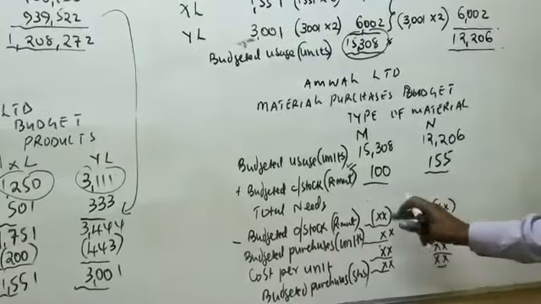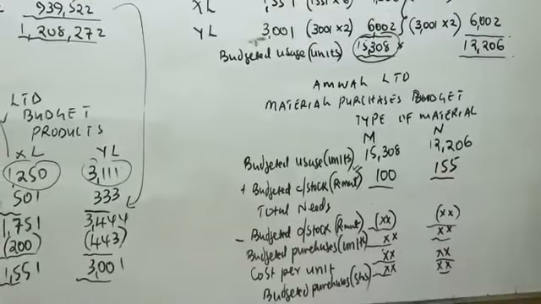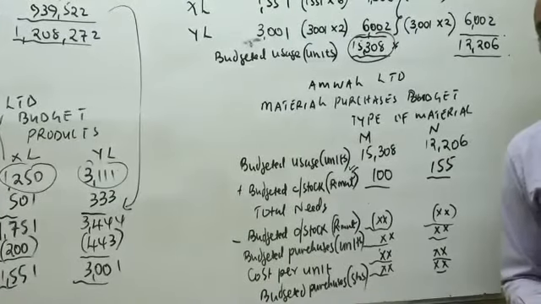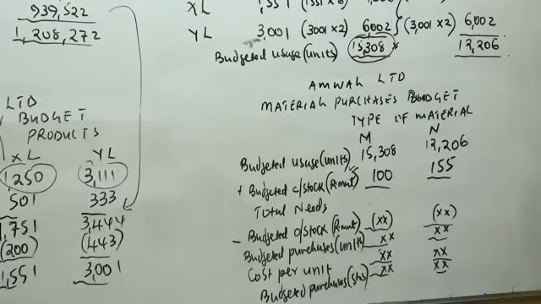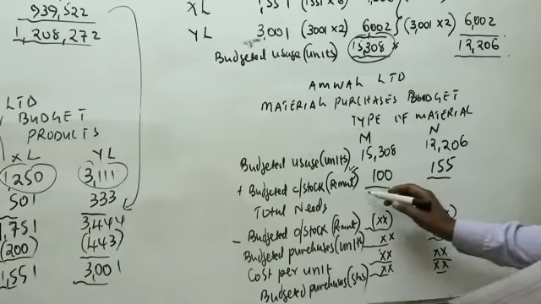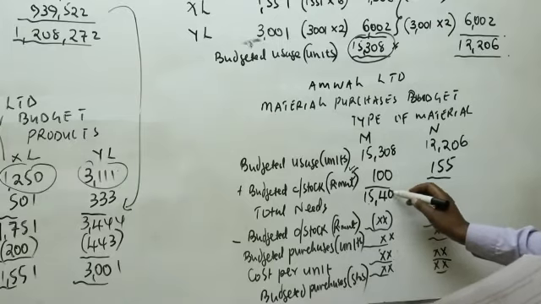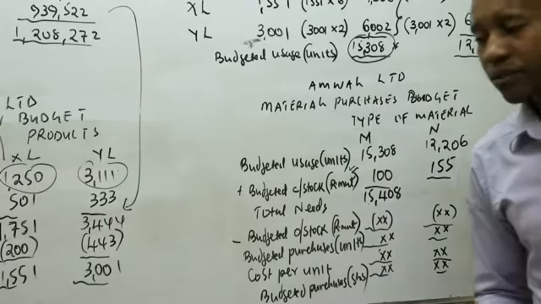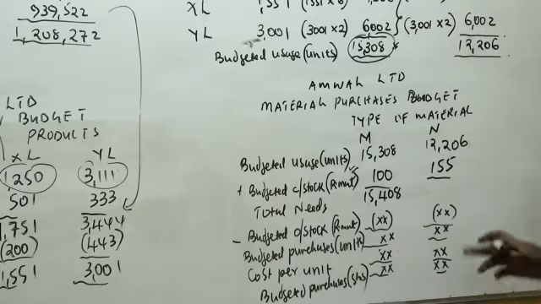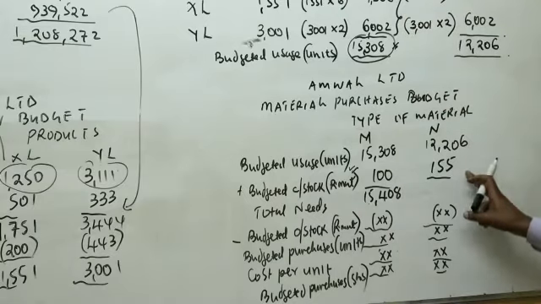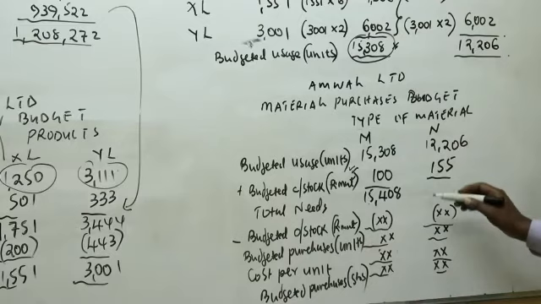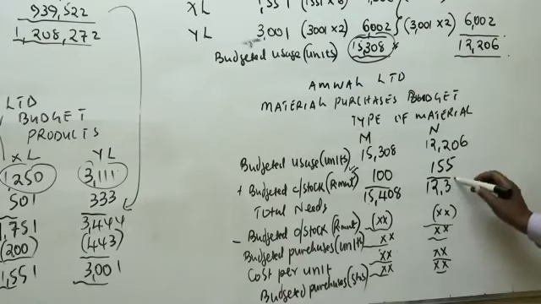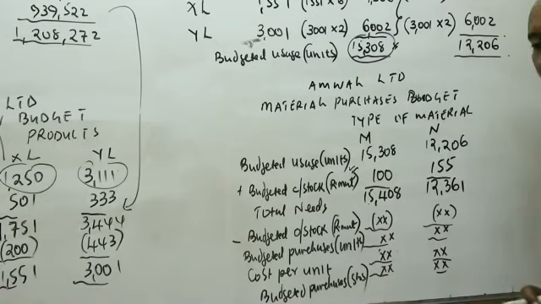So we will buy much more than what we require. So how much do we buy? 15,308 plus 100. What do we get? Good, 15,408. And next one is 12,206 plus 155. What do we get? 12,361.